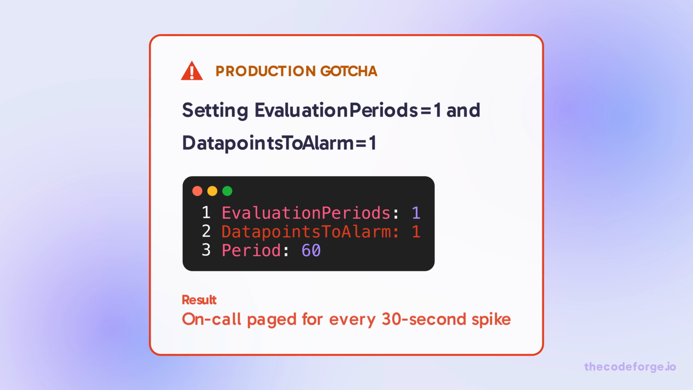A company had a CloudWatch alarm on EC2 StatusCheckFailed with EvaluationPeriods equals 1 and DatapointsToAlarm equals 1. Every time EC2 performed routine maintenance, the status check would fail for 30 seconds. The alarm fired every day. Engineers started ignoring CloudWatch pages entirely. When a real outage happened, no one responded for 45 minutes. Use at least 3 evaluation periods and 2 data points to alarm.